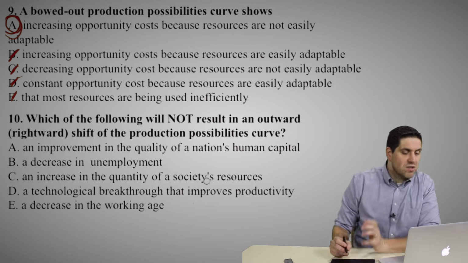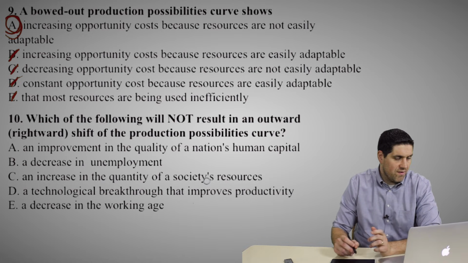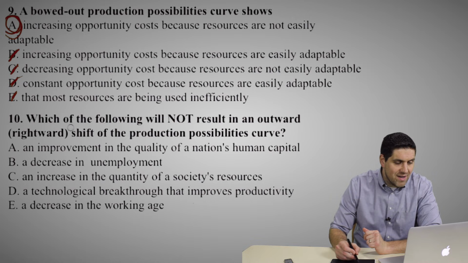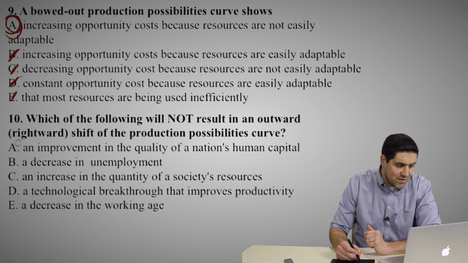Question 10. Which of the following will not result in an outward rightward shift in the production possibilities curve? An improvement in the quality of a nation's human capital. So if people get smarter and they have more skills, yes, that shifts the curve, so A is incorrect. A decrease in unemployment. Well, that's your right answer.